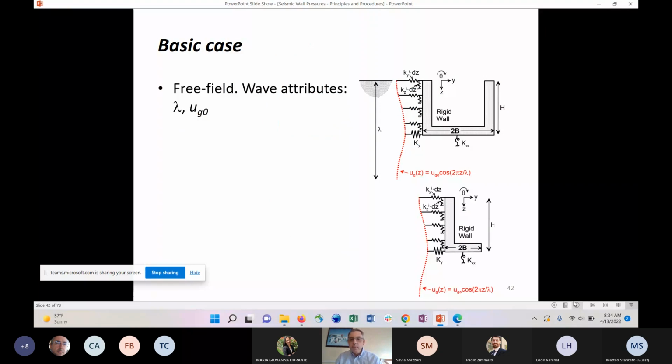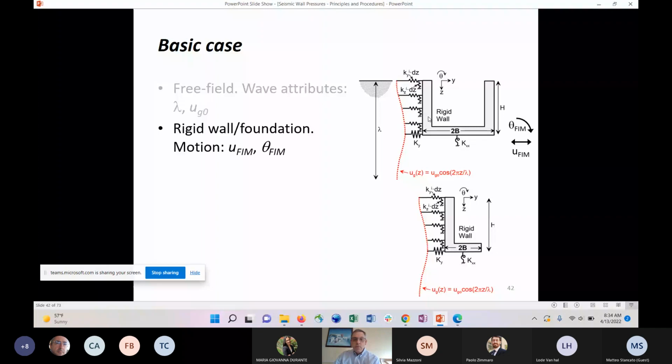Starting with the basic case, we have on the right here a U-shaped wall and a freestanding retaining wall. The red line represents a snapshot in time of the free field ground motion. This free field ground motion has a couple of attributes: a displacement amplitude UG0, which is the displacement at the top, and a wavelength lambda. The wall and foundation are rigid, so the moment stiffness EI is infinity, and as such, their displacements can be represented through UFIM, the translation at the bottom, and the rotation theta. If I know these two, I completely know the displacement anywhere along these walls.